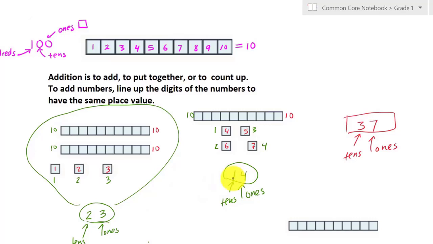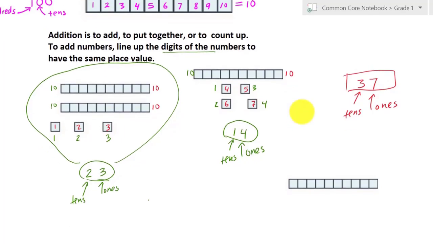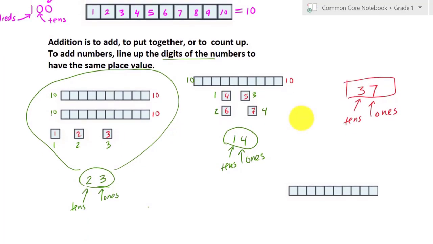So let's add them together. So again, to add numbers, line up the digits of the numbers. In this case, we have 2 numbers, 23 and 14. So they have the same place values, okay? So let's look at this. We have 23, okay? And what is 23? Well, 23 is right there.